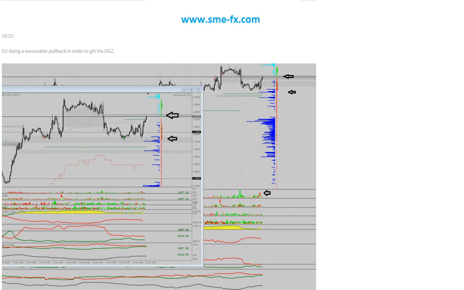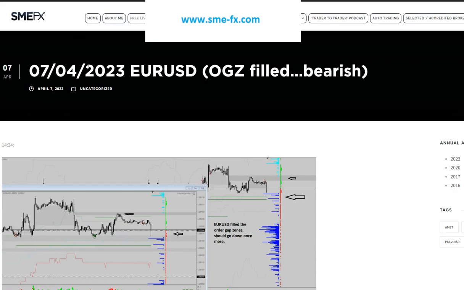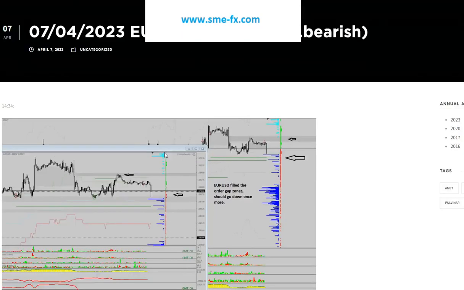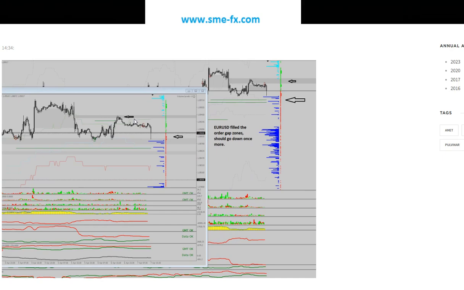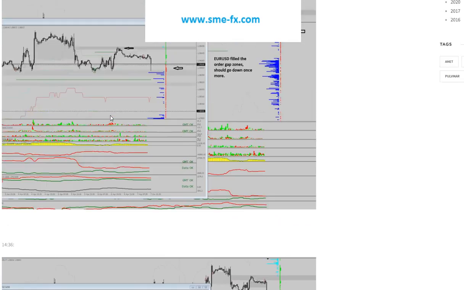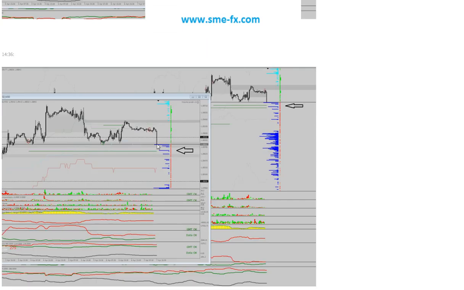So pullback up, but then on the 7th, like I wrote, order gap zone filled, bearish. Look at that, to the pip it took the order gap zone on the 30-minute chart and 1 hour chart, and then since the shorties got kicked out, boom, moved down against the longies towards the original target. And I wrote at 14:34, euro dollar filled the order gap zones, should go down once more. And look at that, just a few minutes later, boom, down move.